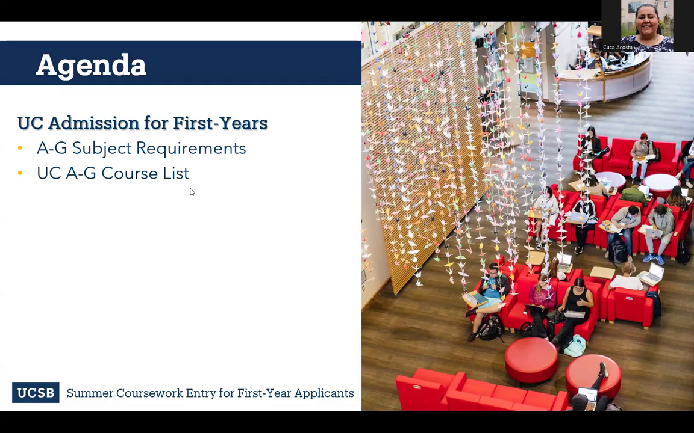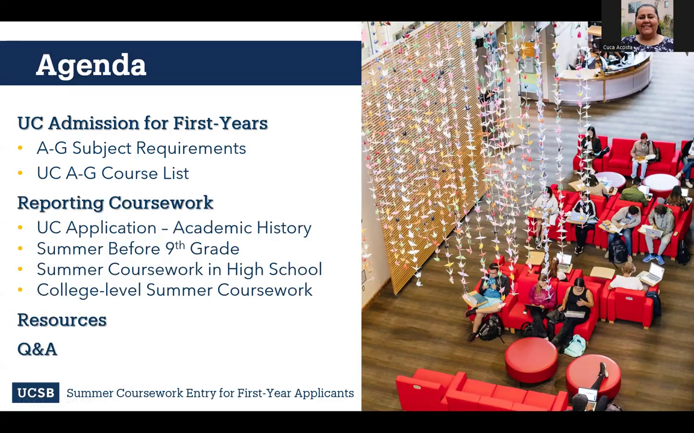But what you all are most likely here for is reporting coursework in the UC application. So more specifically, how to report that summer coursework potentially completed before ninth grade, summer coursework completed during high school, and then college level summer coursework. And then of course, we will provide some resources and do Q&A at the end.